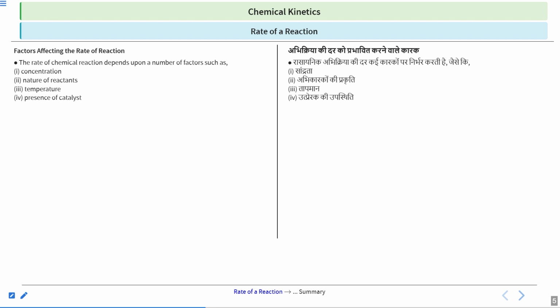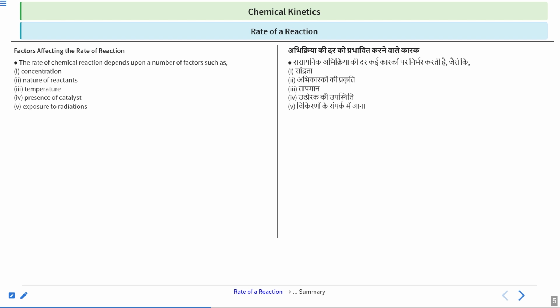Then the fourth thing is the presence of catalyst. Obviously, a catalyst is used to enhance the rate of reaction. If you want to do a reaction, and it is going slower, or you are finding it difficult to complete the reaction, then what do we use? We use a catalyst to enhance the rate of reaction. We will see how the rate of reaction is enhanced with a catalyst. Clear?